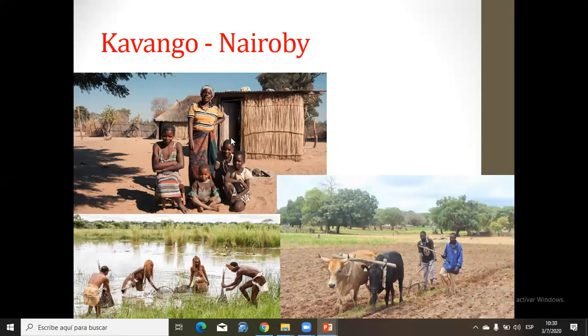Desafortunadamente, but that's the way they have been living through the years, generation through generation. And also over here it shows the way they fish, and also how they work the land.